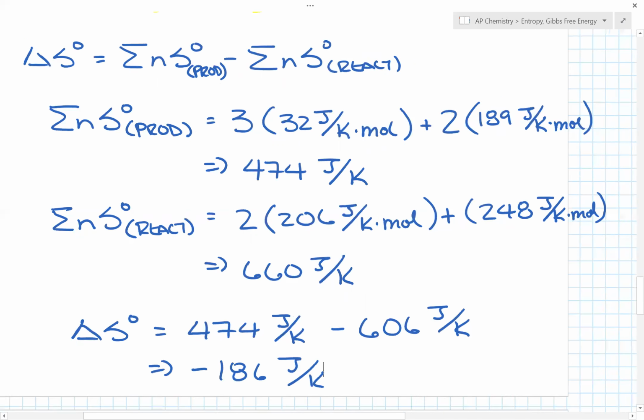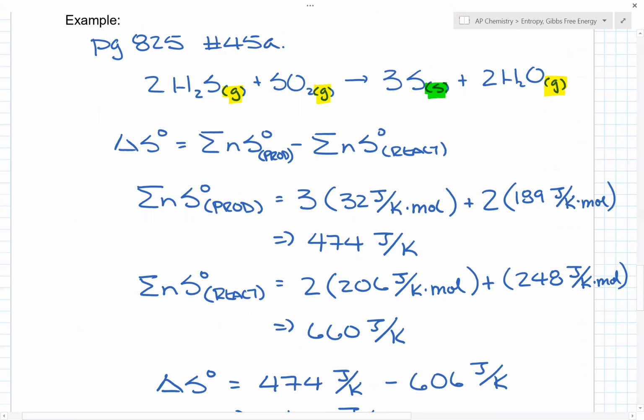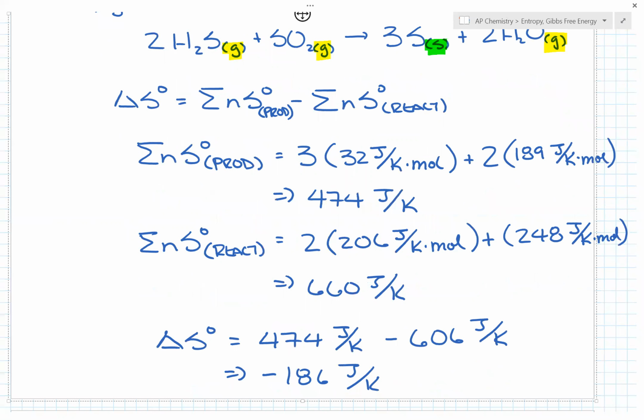So that is a summary of how to calculate entropy. What I'm going to do is pause it here and give you some homework assignments to take a look at and try out. Then in my next video I'm going to talk about something called Gibbs free energy, which takes this idea of entropy and the idea of enthalpy and merges them together to determine equilibrium.